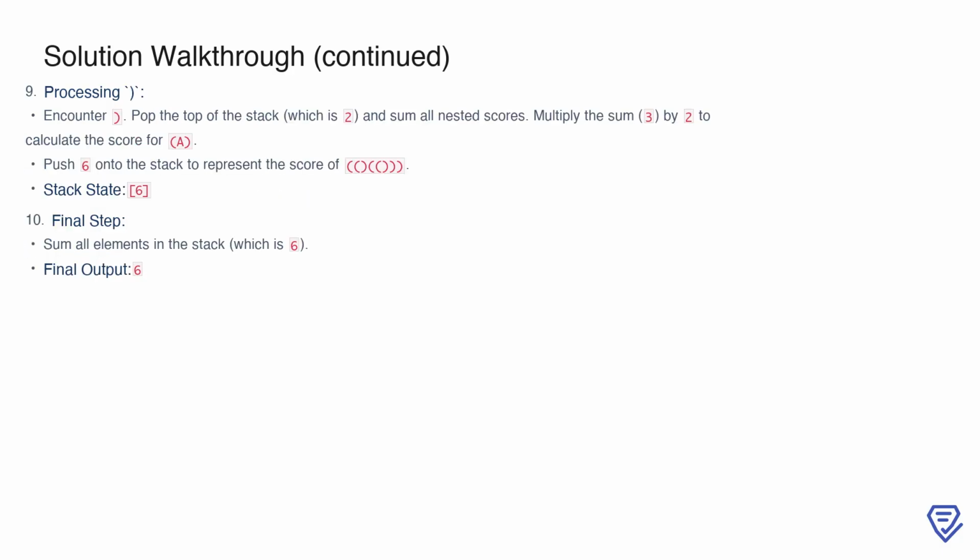Finally, we process the last closing parenthesis. We pop the top value, which is 2, and sum all nested scores within the enclosing parentheses. The sum is 3, and multiplying this by 2 gives us 6, representing the score for the entire structure. We push 6 onto the stack, and the stack is now 6. In the final step, we sum all elements in the stack, which results in 6. This is the final output, demonstrating how the algorithm computes scores for more complex, nested structures.